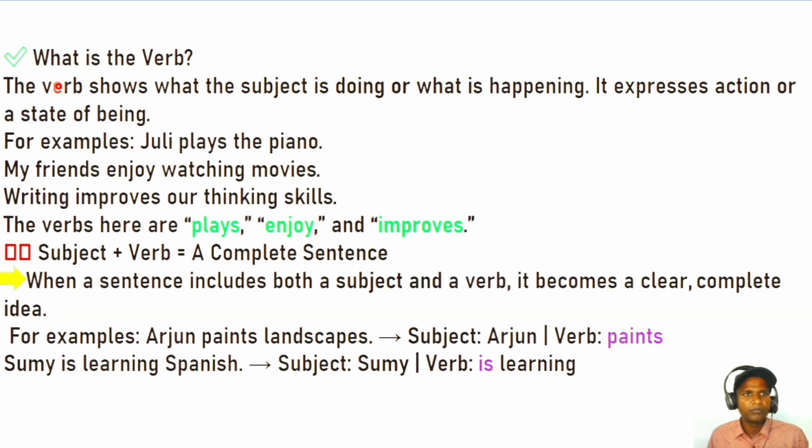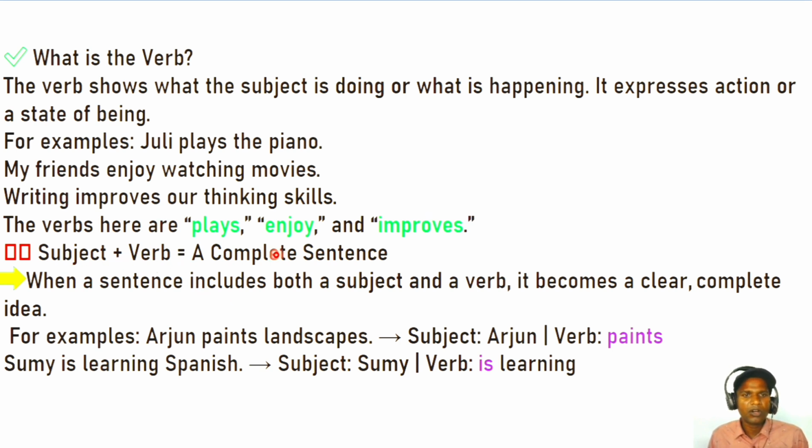What is the verb? The verb shows what the subject is doing or what is happening. It expresses action or a state of being. For example, Julie plays the piano. My friends enjoy watching movies. Writing improves our thinking skills. The verbs here are plays, enjoy, improves. So in a normal way, you can say the thing which is done by the subject is known as the verb.